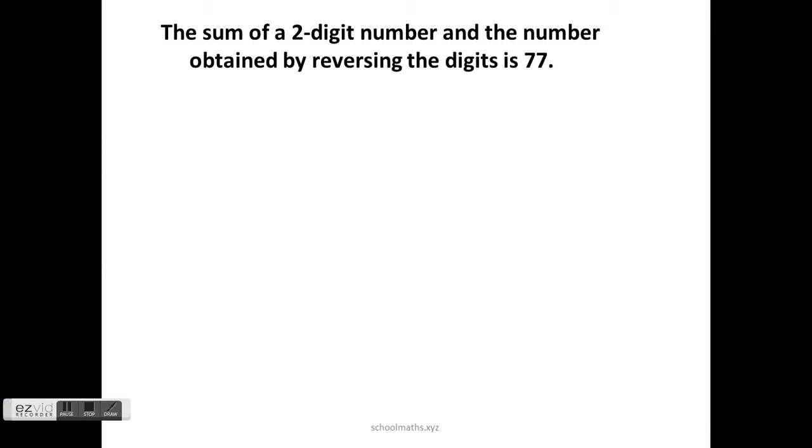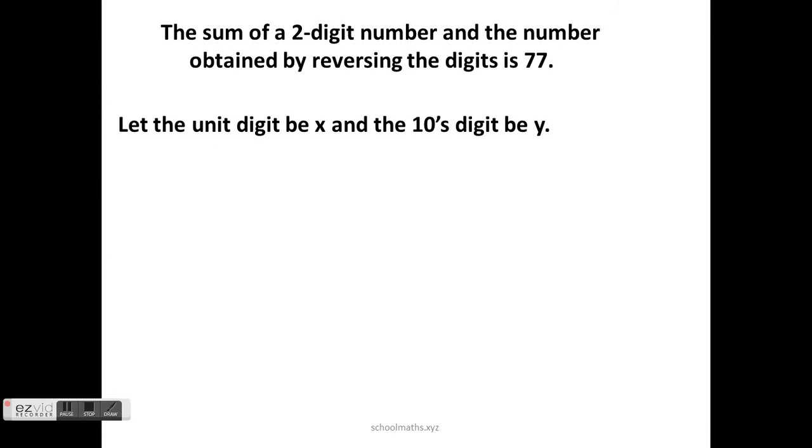So let the unit digit be x and the tens digit be y. Now what will be the number? See, the 2-digit number is 10y plus x. How is it coming? The tens digit should be multiplied by 10 and the unit digit should be added. Separately in rough work, you take 2 digits and form the number, you will understand. Now, reversing the number, we will get 10x plus y.